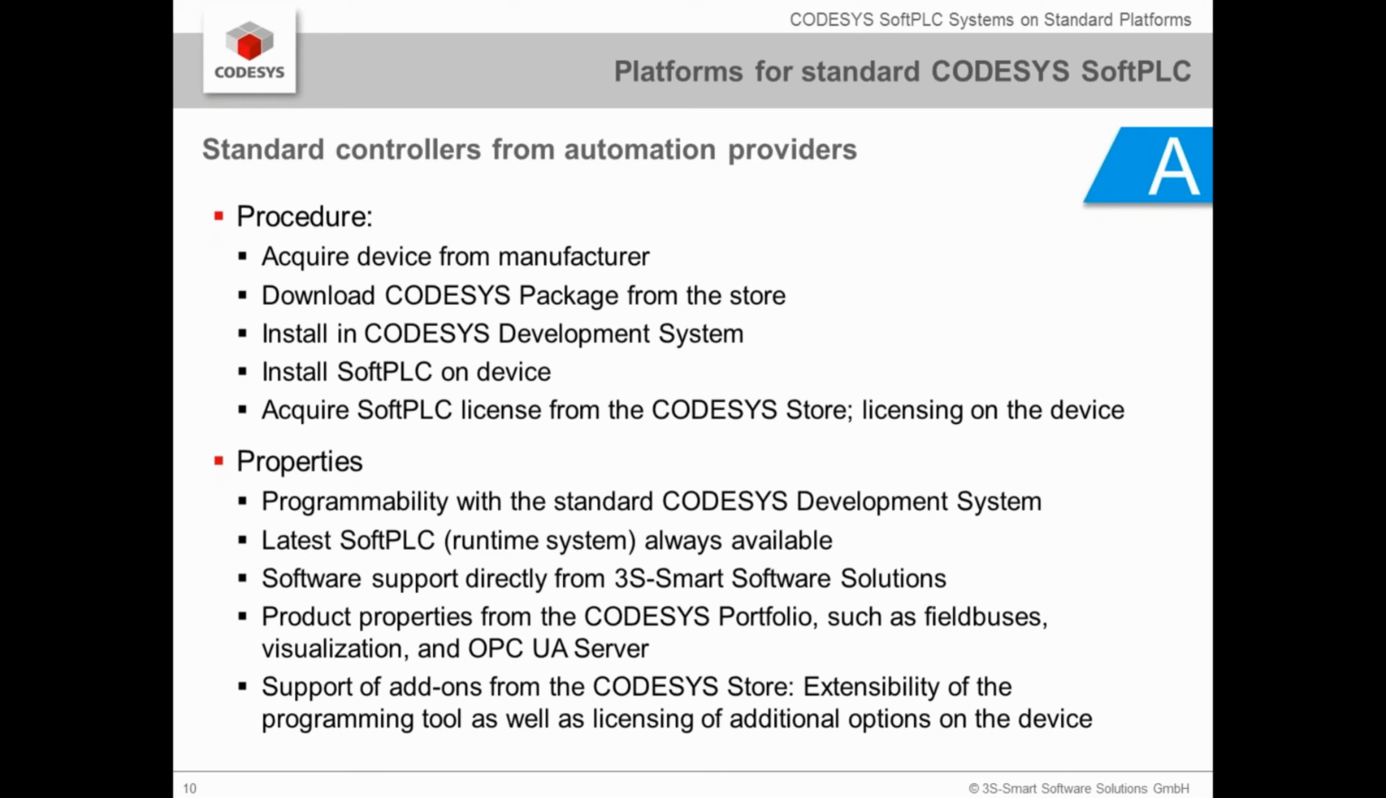Furthermore, the software support is directly realized by 3S Smart Software Solutions, so it's really a split up of hardware and software, and therefore the software support for the SoftPLC is realized by us. The big advantage is that you immediately benefit from product properties from the CODESYS portfolio, such as Fieldbus systems, Visualization, and OPC UA server, which are part of that SoftPLC. So you don't need to install additional options, or deal with the device manufacturer about these options. And furthermore, these SoftPLC systems support the add-ons from the CODESYS store.